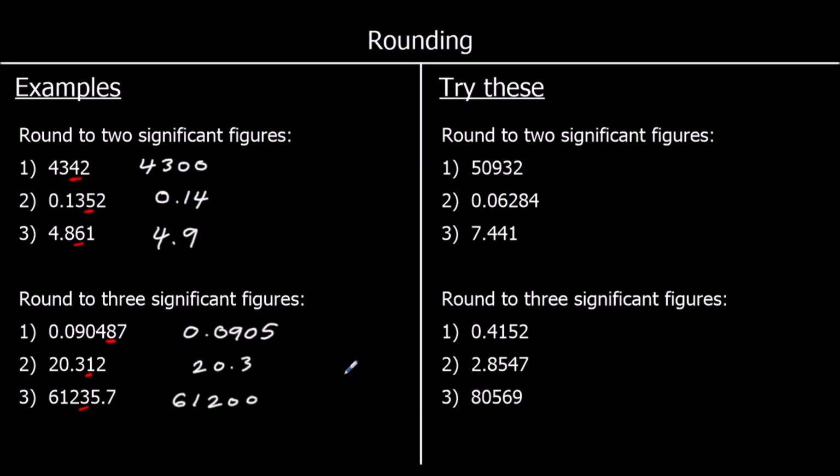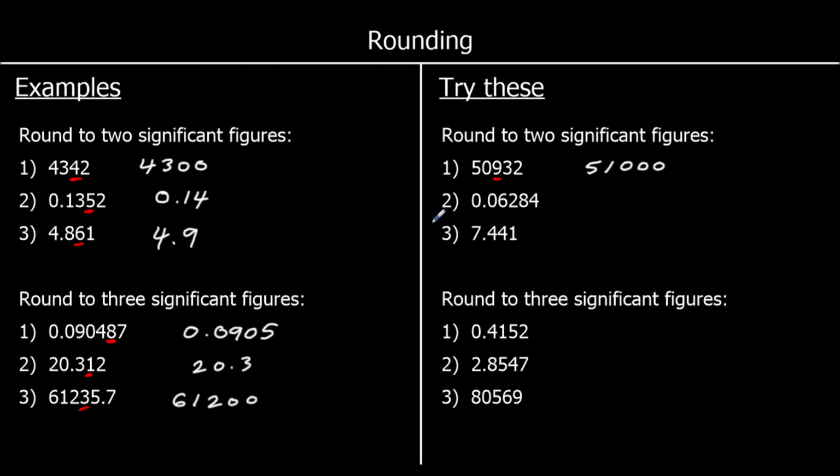Okay, some for you to try, so give these ones a go. Question 1, round to two significant figures. So we start counting at the first non-zero number. So we've got the 5 and the 0. There are two significant figures. So we look at the next one down. Is it 5 or above? Yes, it is. So round up. So that gives us 51,000.